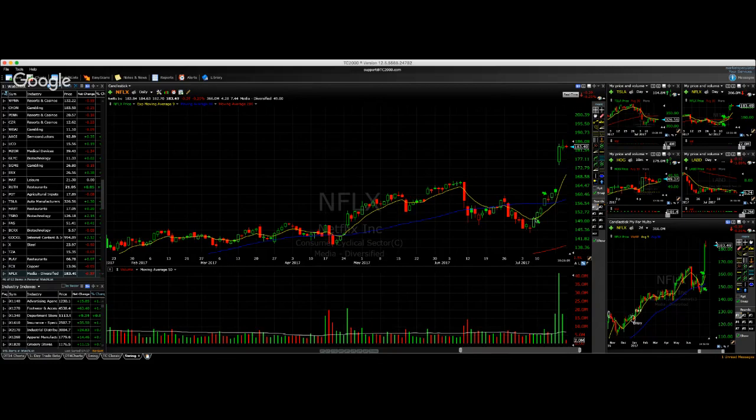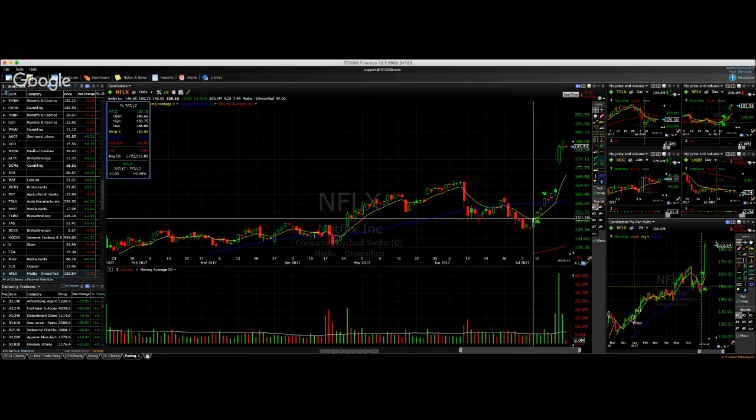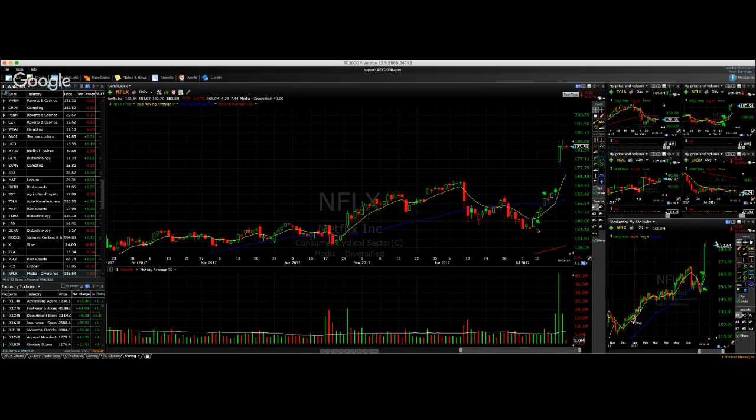And key for us here is it crossed back up over the 9. And that was our signal at the close on this day. So right a little above 150. I think it was 150.10 or something like that. So we entered here, we'll say 150. Basically, our stop was about 3 or 4 points.